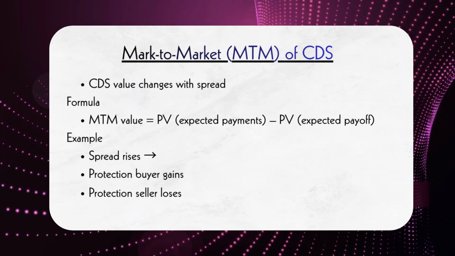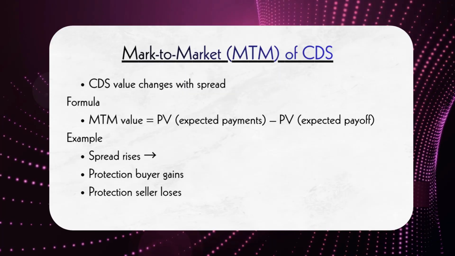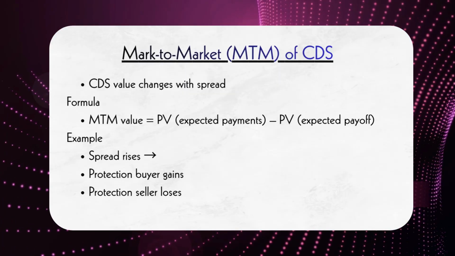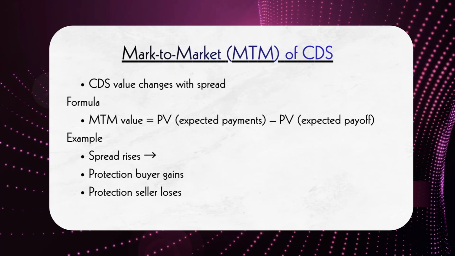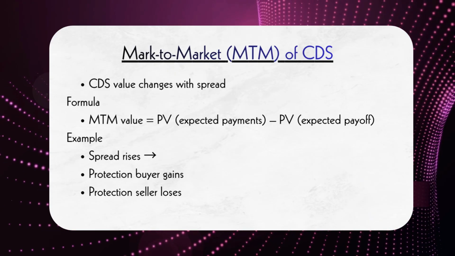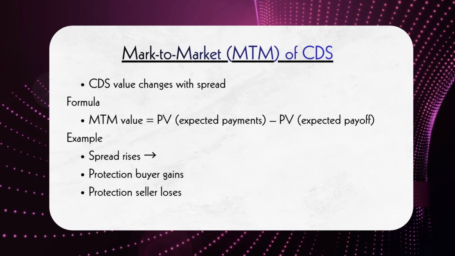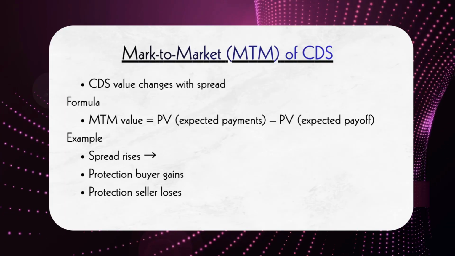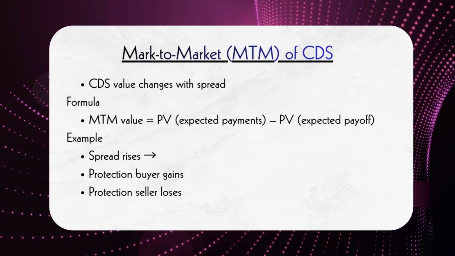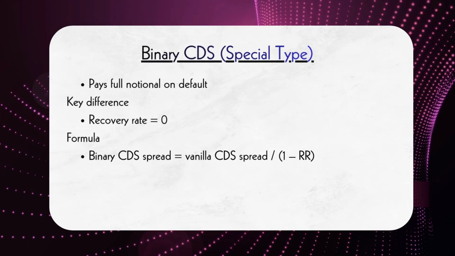As time passes, the value of a CDS contract changes depending on market conditions. This is called mark-to-market valuation. If the CDS spread increases after you have bought protection, your contract becomes more valuable, and you gain. Conversely, the protection seller loses. The mark-to-market value is calculated as the difference between the present value of expected payments and the present value of expected payoff. There are also variations of CDS contracts.